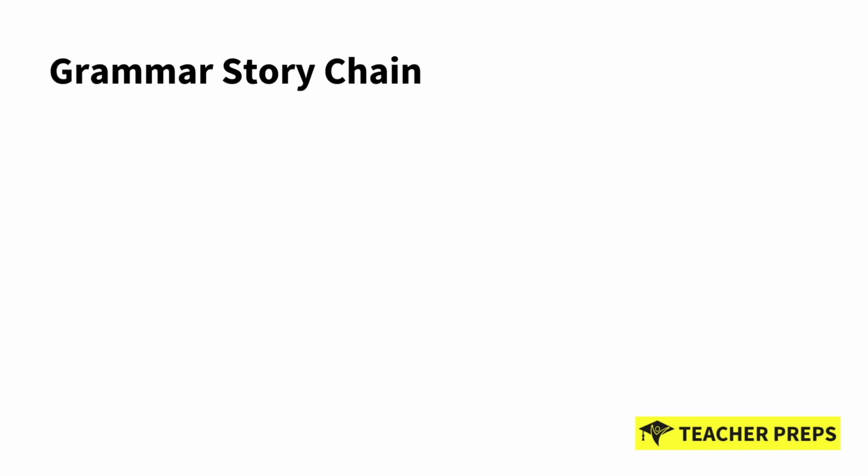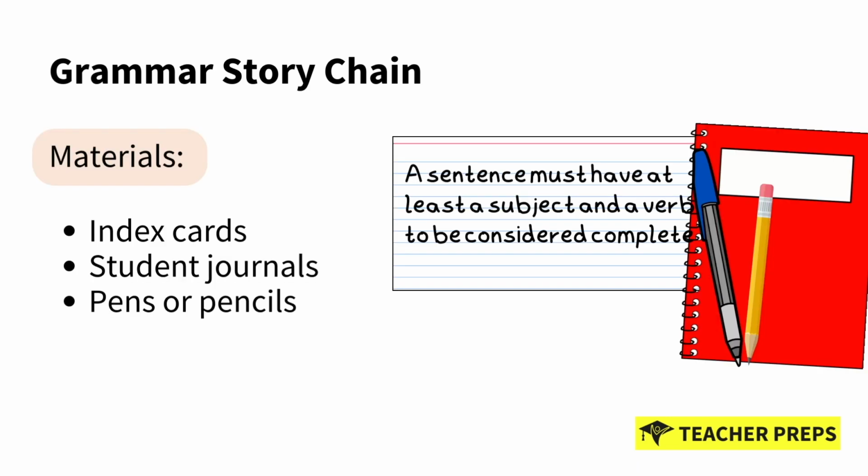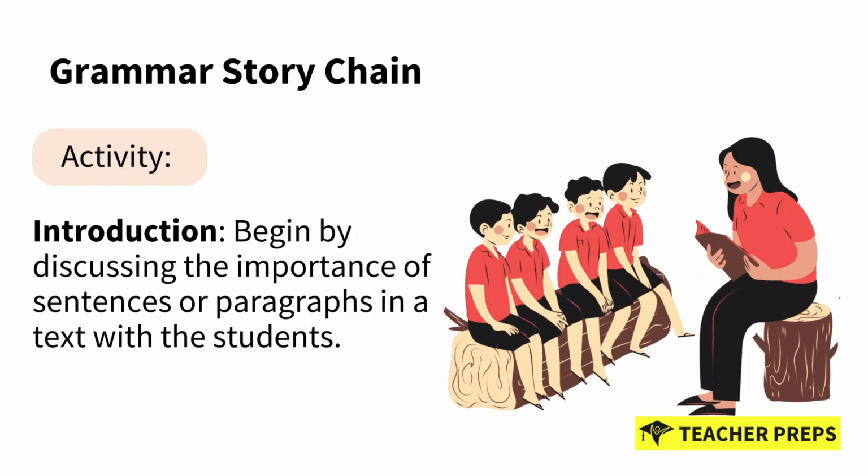Beginning with teaching a grammar lesson. We're going to call this grammar story chain. Our materials will include index cards with specific grammar rules based on lesson needs, student journals, pens or pencils. Now, let's talk about how you might create a grammar activity with these materials. The activity is to begin with discourse, use the importance of sentences or paragraphs in a text with the students, and then elicit answers from what they already know.